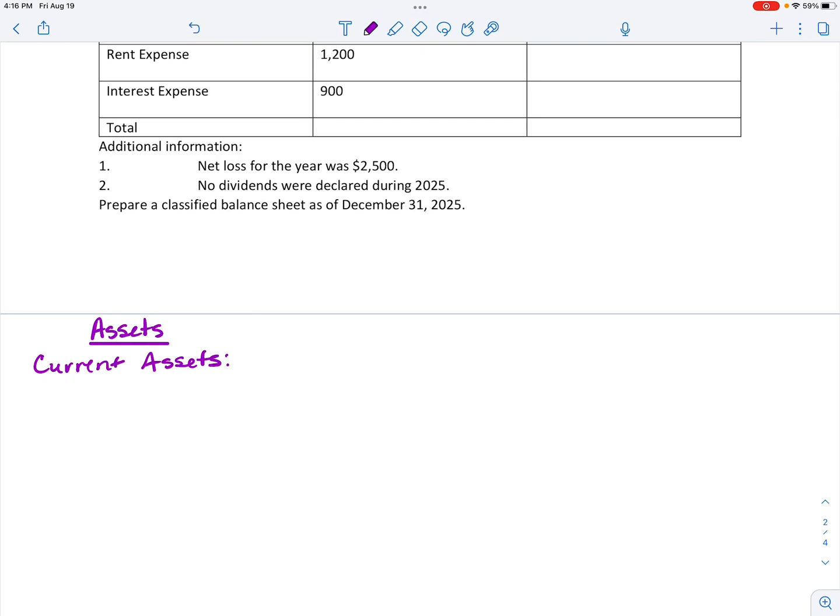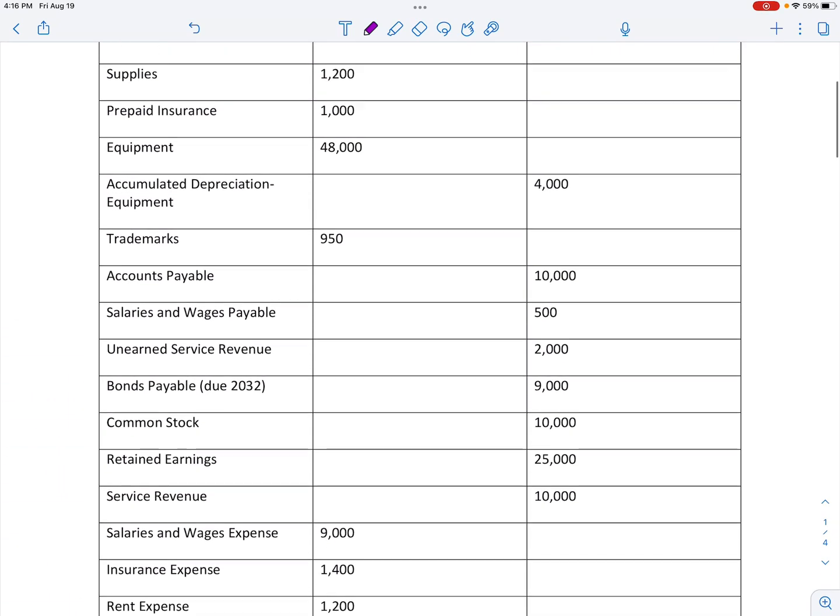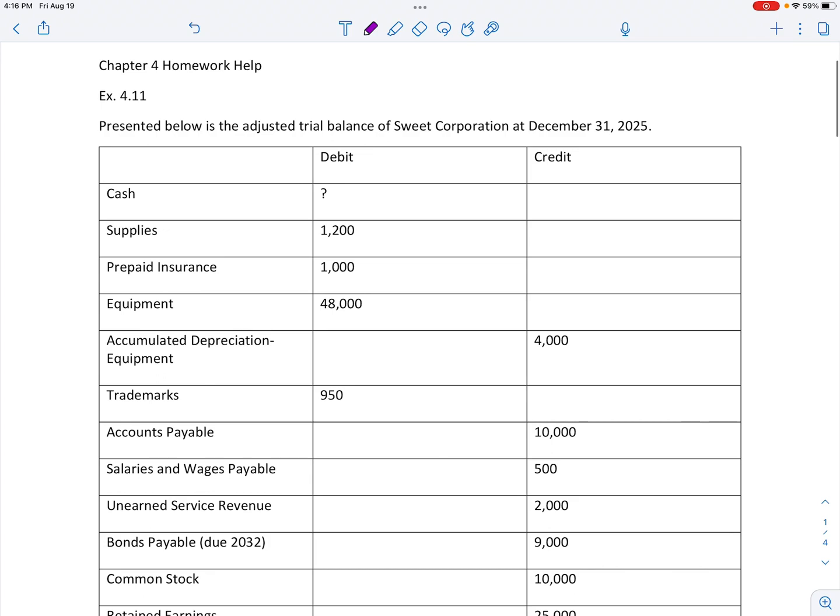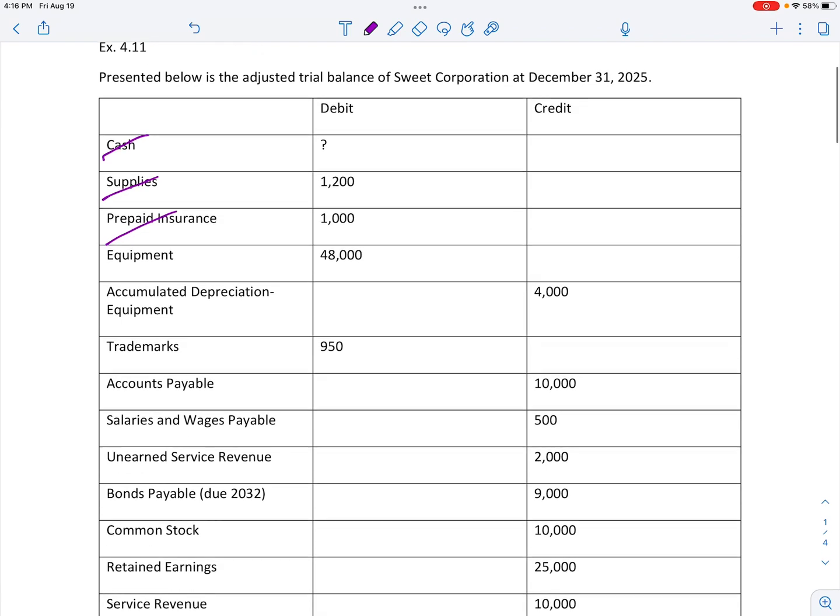So for the current assets, we'll come back up here and find what those current assets are. Cash, but they don't tell us what that is just yet. We're going to have to back our way into that. Supplies is a current asset, as well as prepaid insurance. Typically, your assets are going to be listed in liquidity order. So if all else fails, start at the top and move down until you see something that doesn't belong. That's just kind of a tip, not a definite go-to, but typically that's how it's listed.